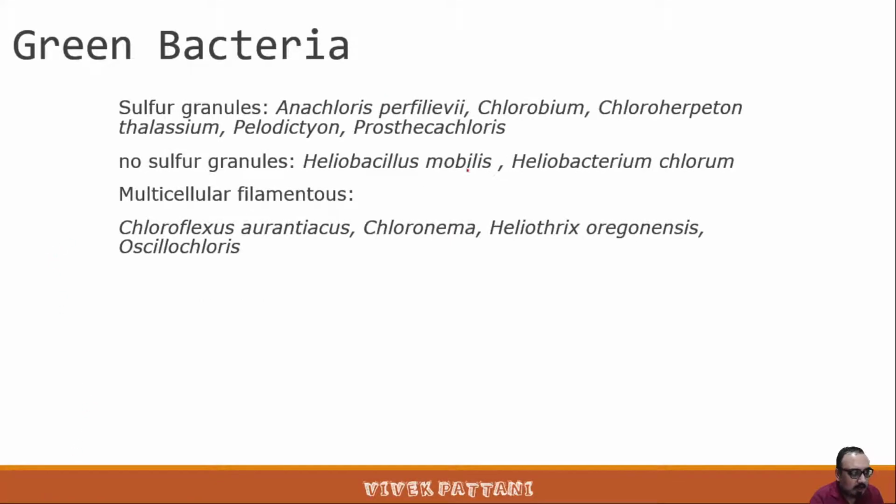Now green bacteria with sulfur granules. Green bacteria with sulfur granules are Ancalochloris, Chlorobium, Chloroherpeton, Pelodictyon, and Prosthecochloris. Those with no sulfur granules are Heliobacillus mobilis and Heliobacterium chlorum, and those with multicellular filaments are Chloroflexus aurantiacus, Chloronema, Heliothrix, Oscillochloris.